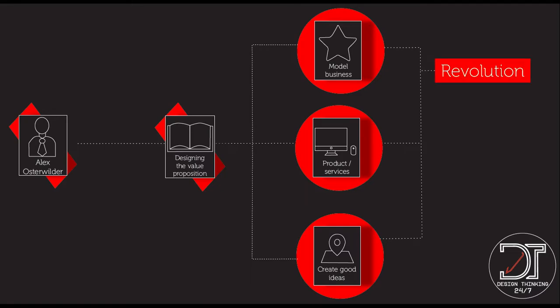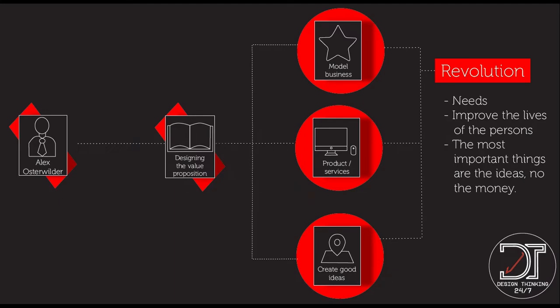This book made a big revolution in the way businesses are made because the main focus is to improve the life of the person. The second thing is that money is not the most important. The most important thing is good ideas. It also makes the model focus on the real needs of people. So if I'm going to develop something with a value proposition, it has to be fixing or making better the needs of real people.